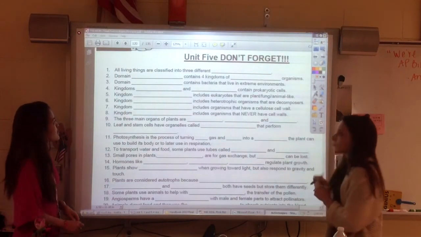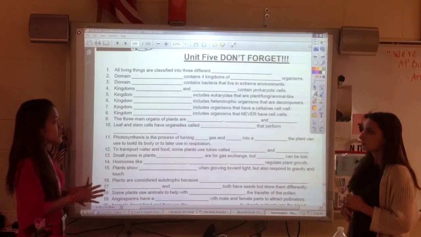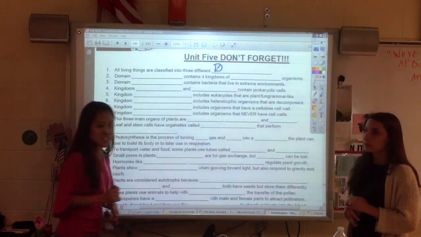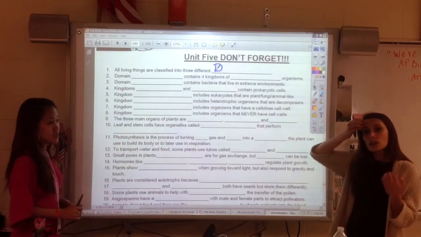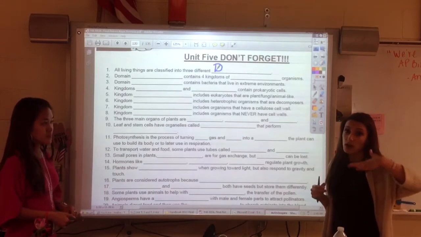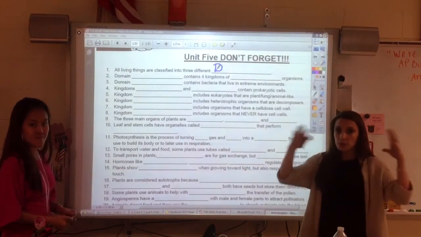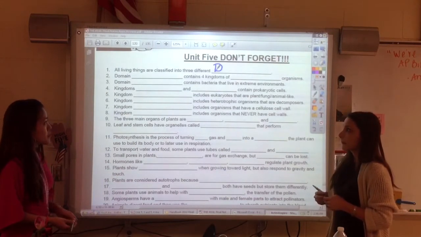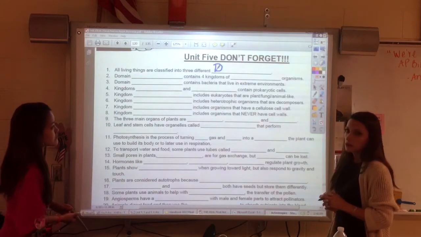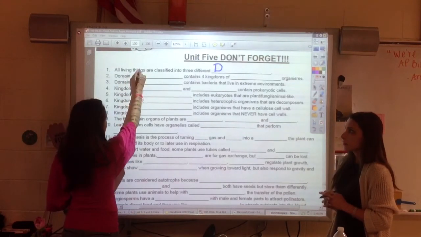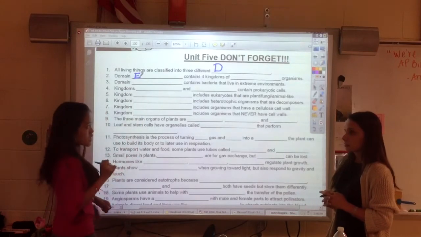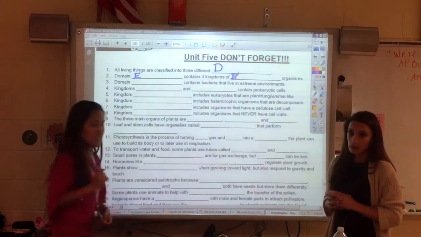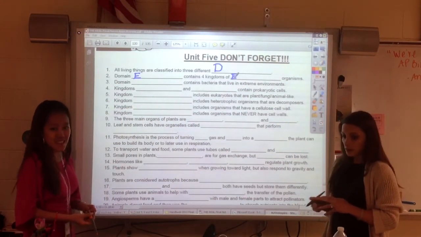So Miss Luana? Okay, so number 1 says all of the things are classified into 3 different blank, and that's going to start with the letter D. And remember, this is one of the levels of classification. It's actually the one above kingdom. So it's one of the biggest levels of classification. Number 2, domain blank contains 4 kingdoms of blank organisms. So this is going to be domain the E, and contains 4 kingdoms of E type of organisms. So thinking about the cell type.